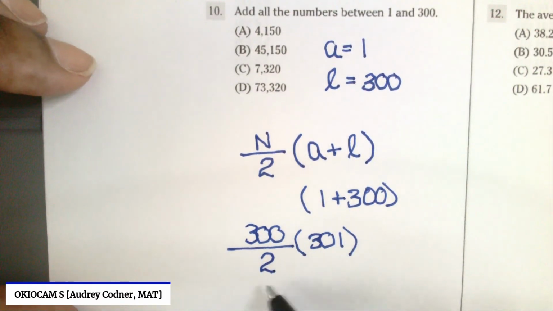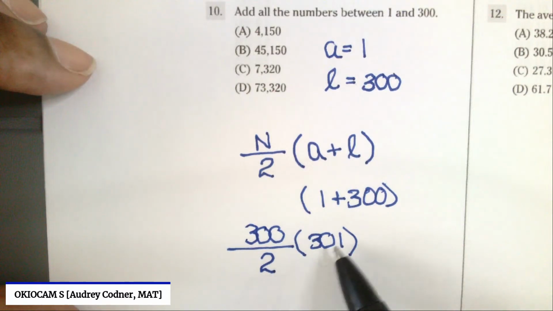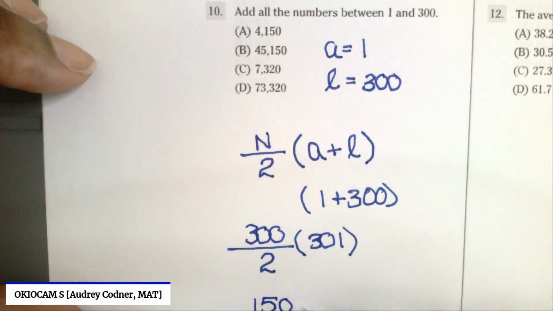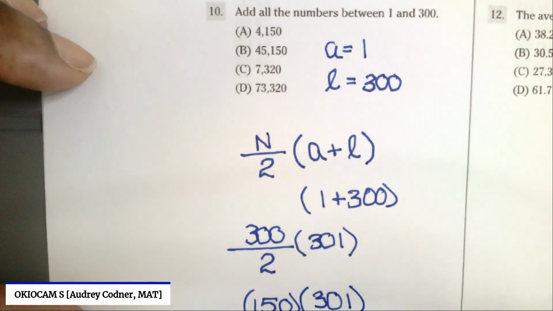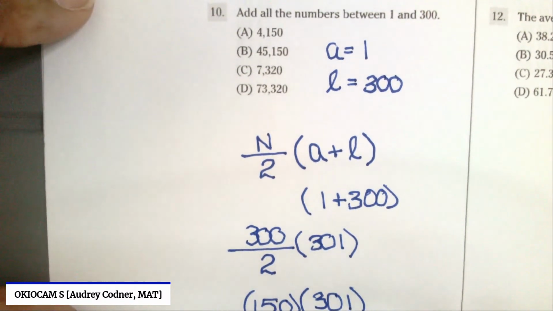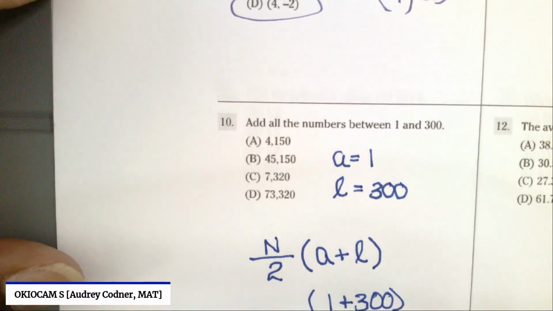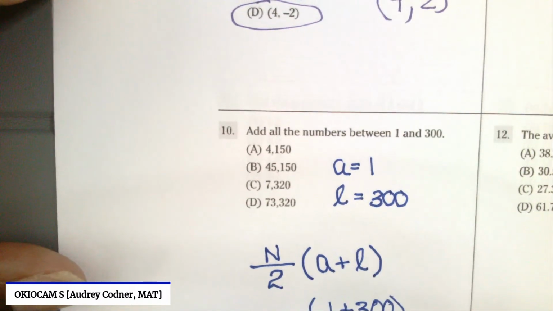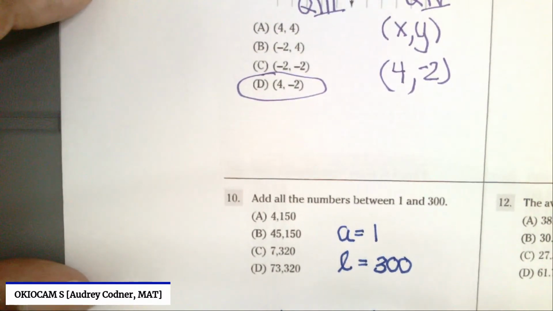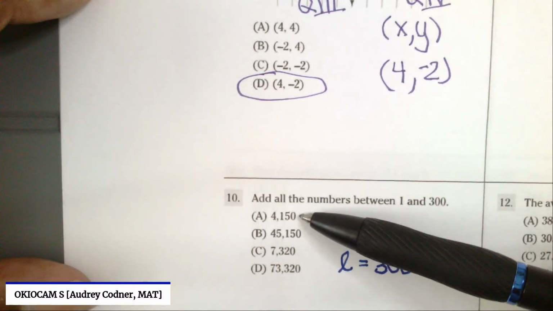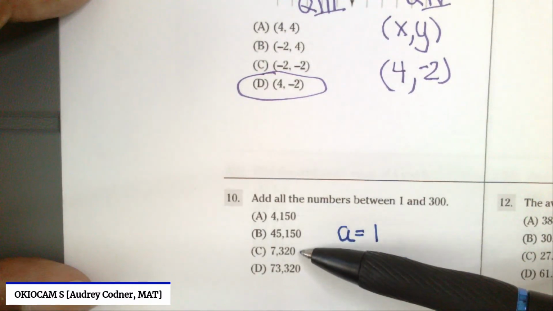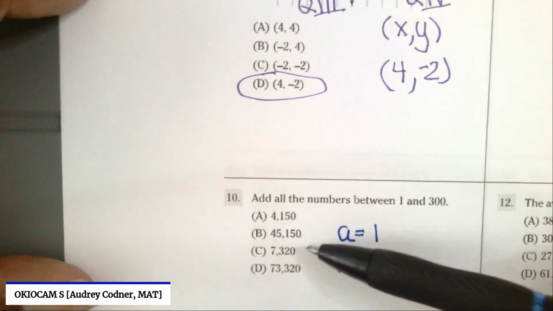Now, sometimes I would do my cross simplifying, but that's going to give me a decimal. So I don't want to do that. So I'm going to take this 300 divided by 2. That gives me 150. So now 150 times 301. Now let's think for a second. If I'm multiplying two 3-digit numbers, do you think I'm going to get a 4,150 or a 7,320? What do you guys think?